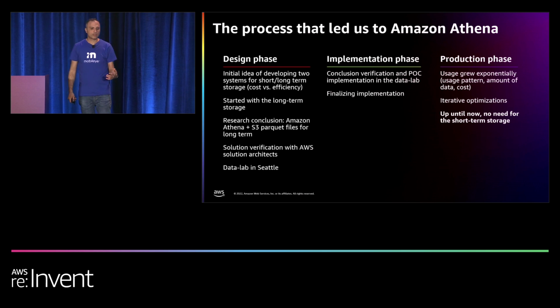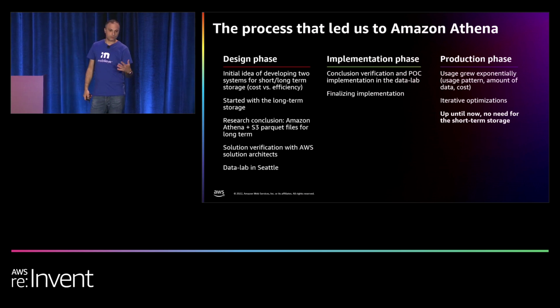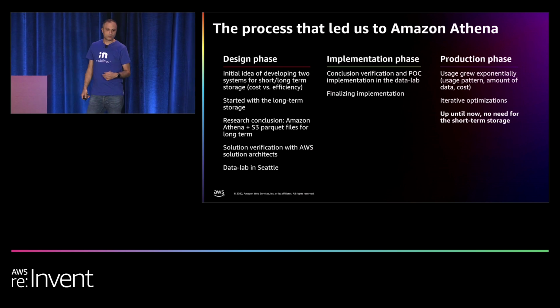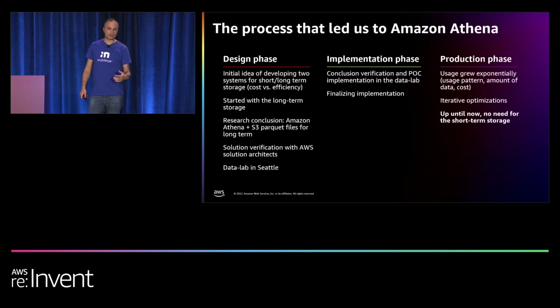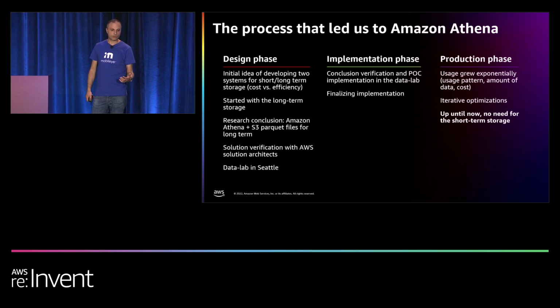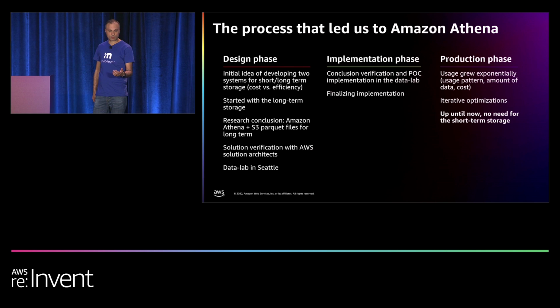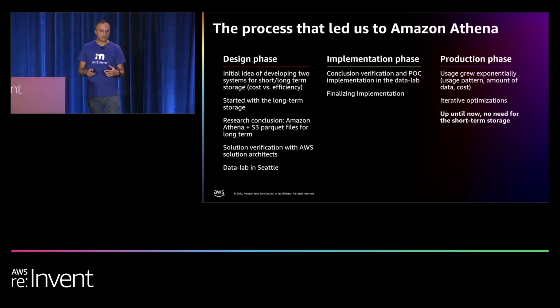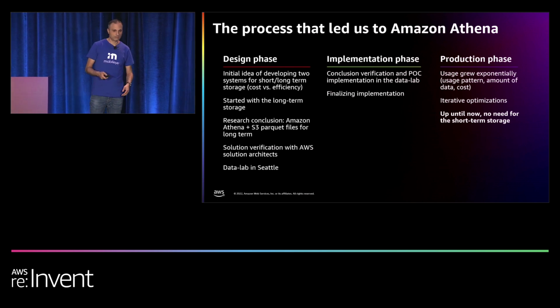As we were in production, the usage grew in usage pattern, amount of data, and cost, and we had to do a few iterations of optimizations. The good news is that we were able to scale with Athena with our current storage strategy of using S3 with the Parquet data format, and we don't foresee a need for a second system for short-term storage and analytics. Putting things in perspective, the design phase took us 2 months, and the implementation phase took us 2 months, and we have been in production for several years now, with very small development efforts. It's nice.